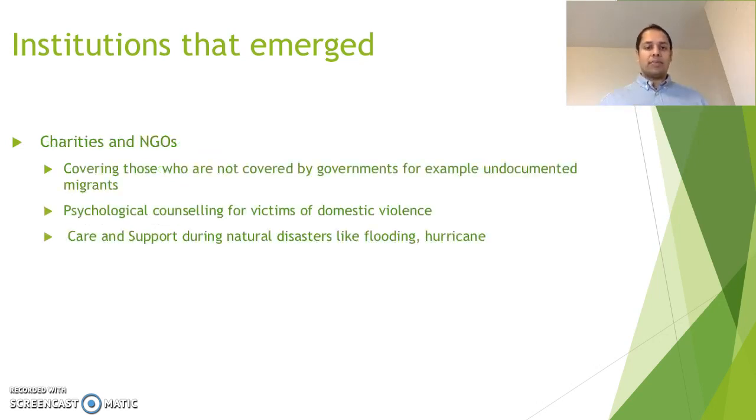The third institutions that have emerged recently are the NGOs and charities, because there are some people in society who might not be covered by the normal health system, for example, undocumented migrants. In those cases, NGOs and charities are providing them with some treatment and consultations and so on. And we have seen recently there are some natural disasters where governments are too late. Governments are not so efficient in acting faster. In that case, charities and NGOs have emerged, providing care for the people in need.